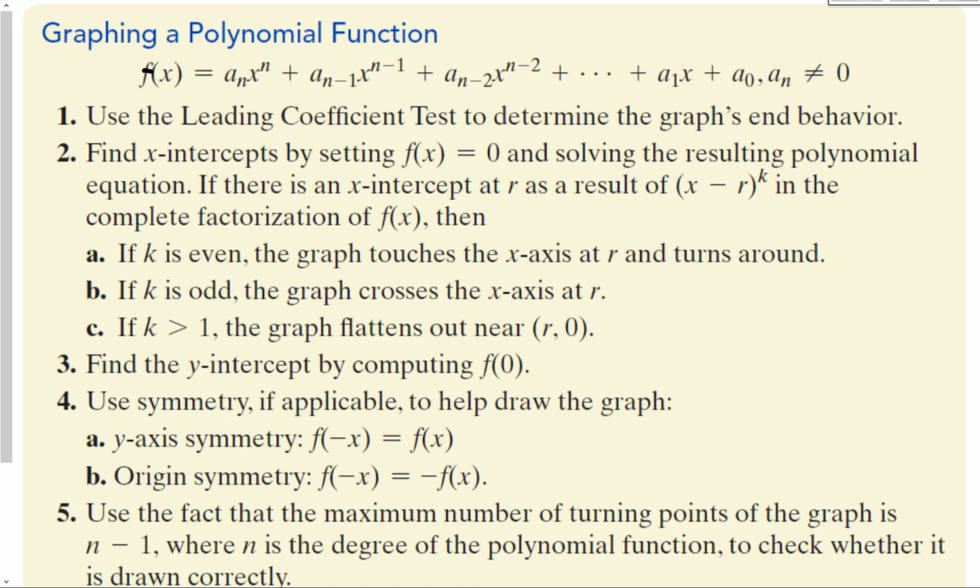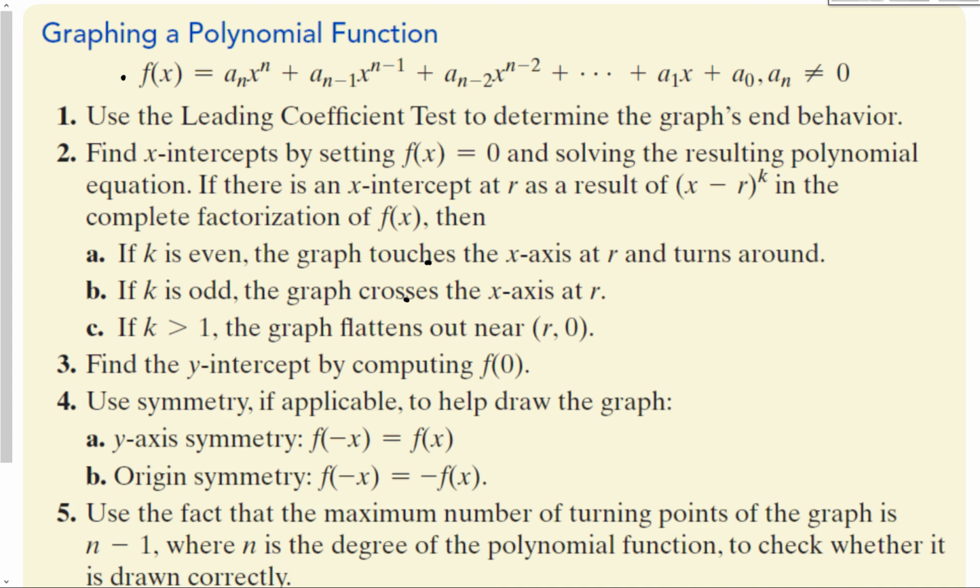Okay, so we have my polynomial function. It could be as long or as big as we want. Step 1, use the leading coefficient test to determine the graph's end behavior. Step 2, find the x-intercepts by setting the function equal to 0 and solving the resulting polynomial equation. If there is an x-intercept at r as a result of x minus r to the k power in the complete factorization of f, then we look at its multiplicity and decide whether or not the graph touches the x-axis, crosses the x-axis, or flattens out near the intercept.